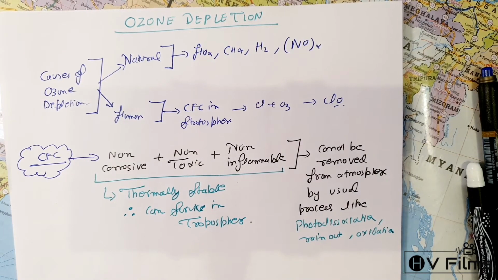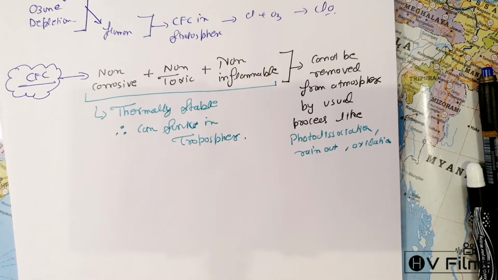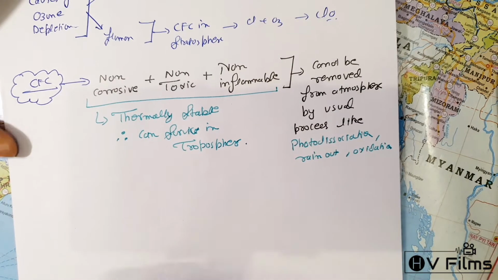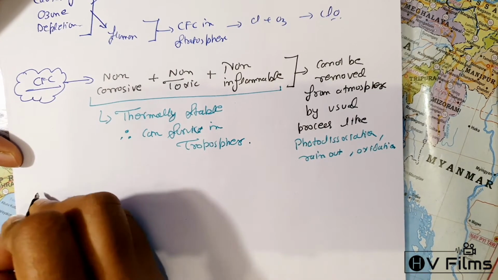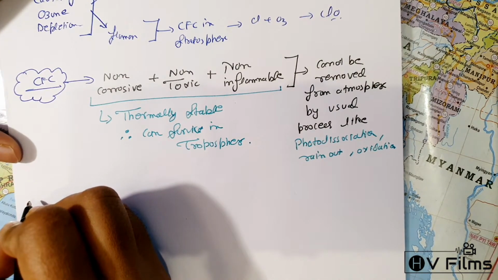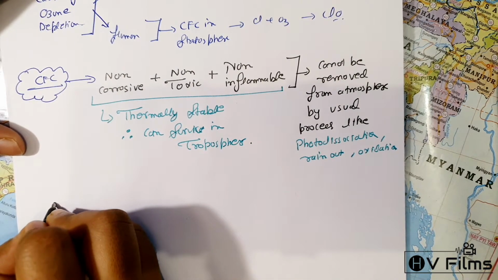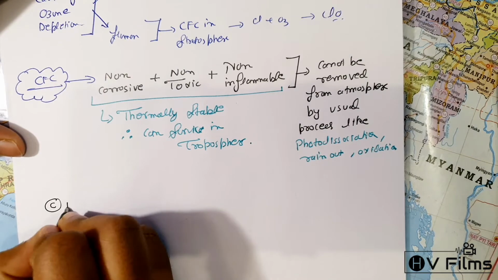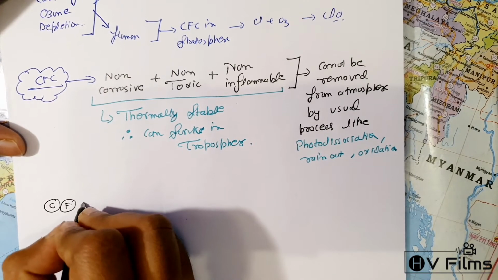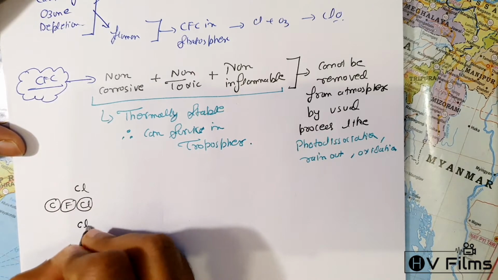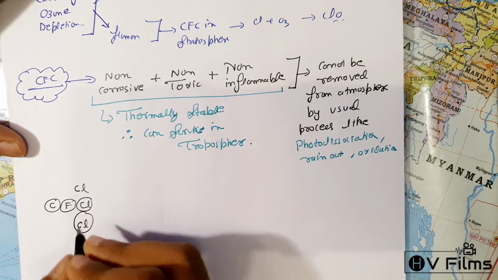Now we'll see how exactly it reacts with the ozone and depletes it. Just imagine that the CFC generally has one carbon atom, one fluorine atom, and three chlorine atoms. So we can write it like this: C, F, Cl. There is another Cl here and another Cl here. So like this.